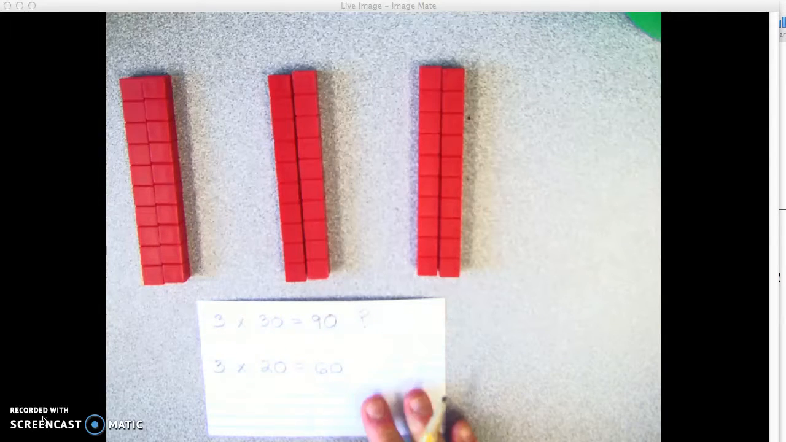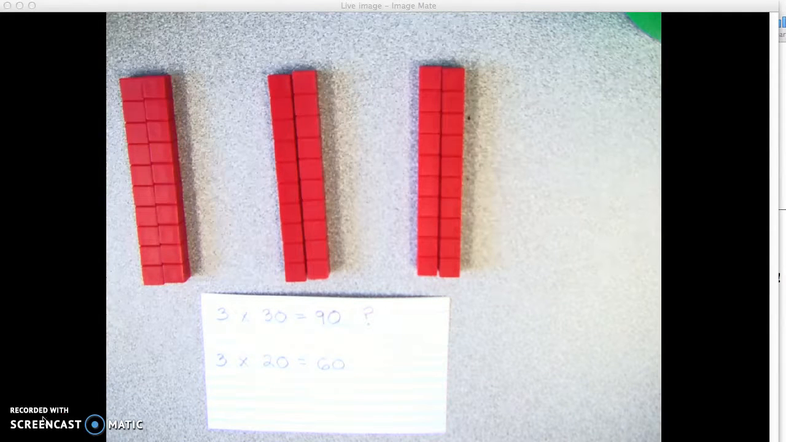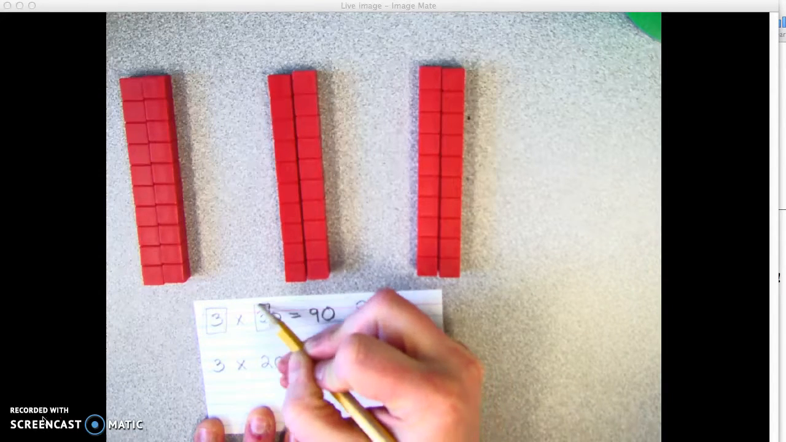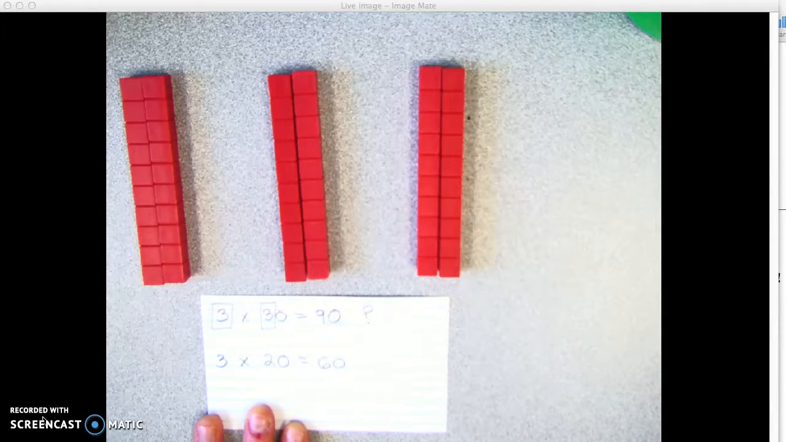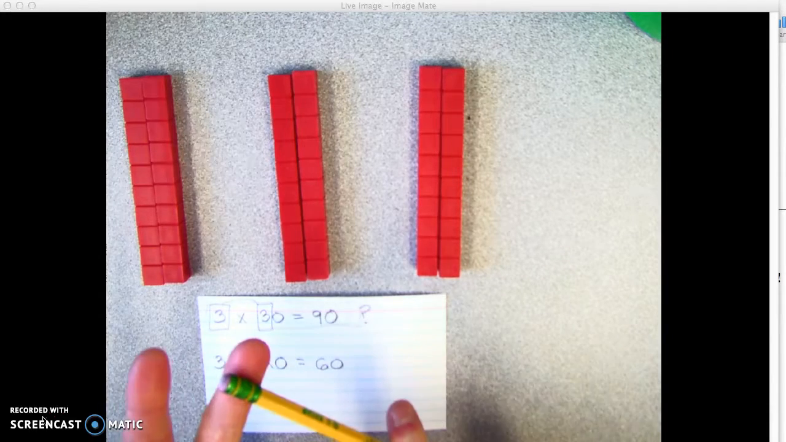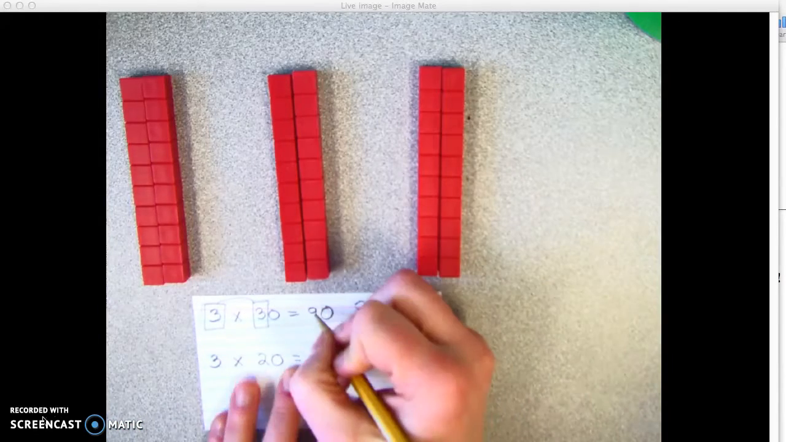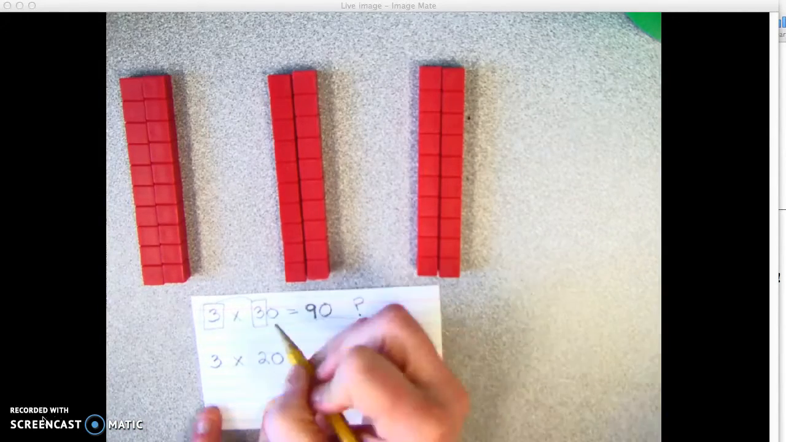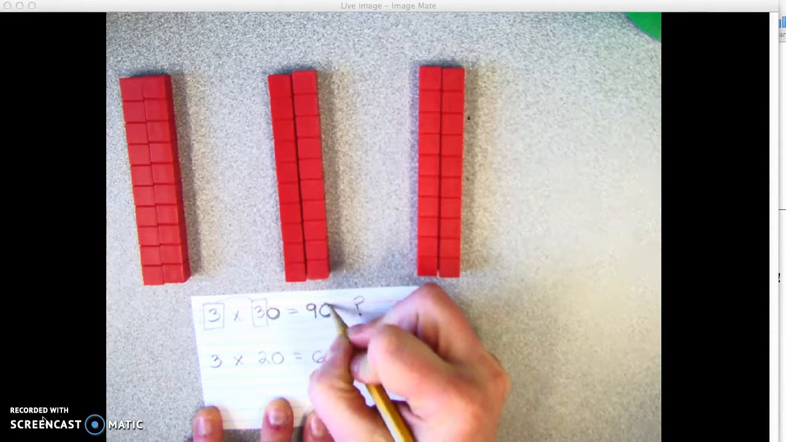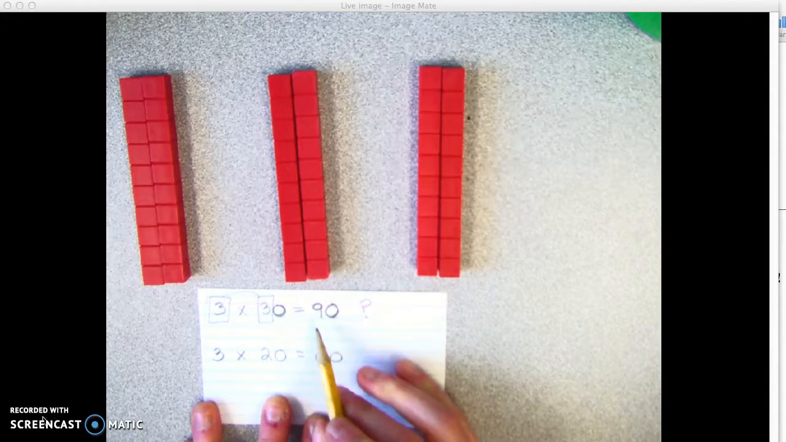Let's look again. Do I have a type of pattern here that can help me solve this problem faster without using models? I notice that I can use some basic facts to help me solve this problem. I know that 3 times 3, 3, 6, 9. 3 times 3 is 9. And then since this is a multiple of 10, I can put my 0 in the ones place. So my answer is 90.